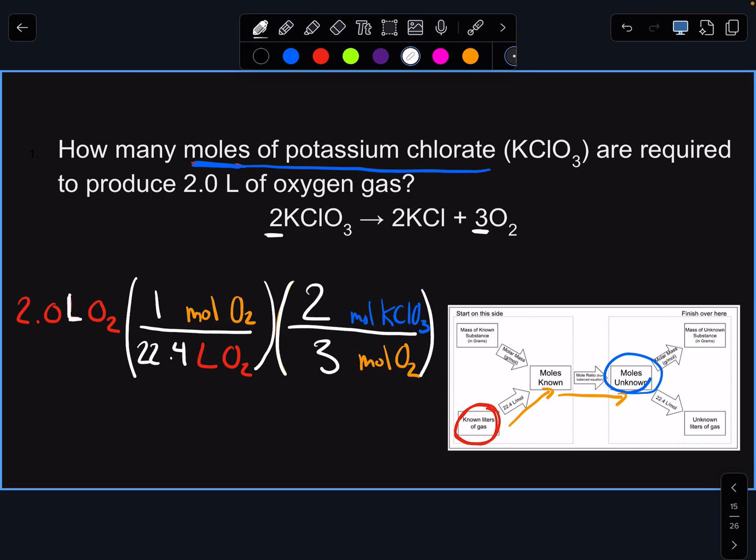What numbers, Aiden? Look at your map. When you go from mole to mole, where do you look? What's the arrow say between mole to mole? Good. So 3, 2. KClO3, KClO3, O2. Does that help?